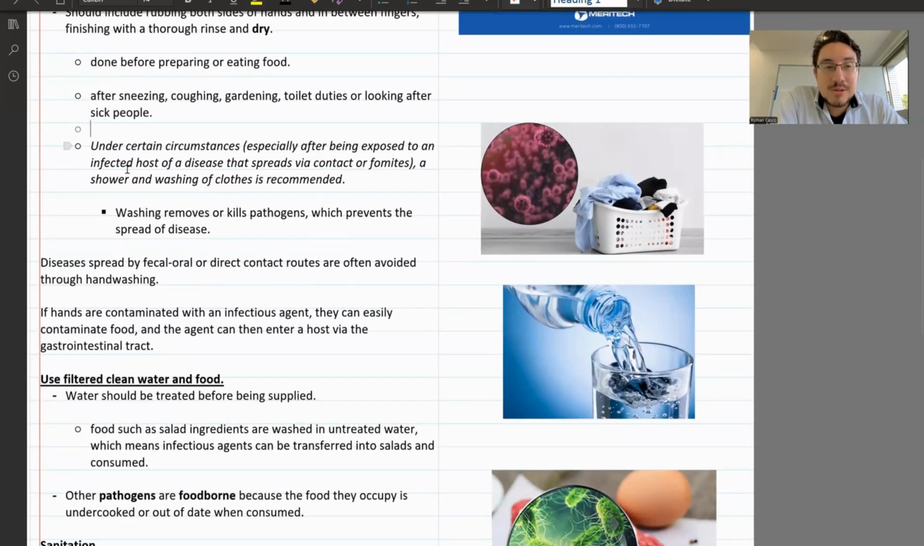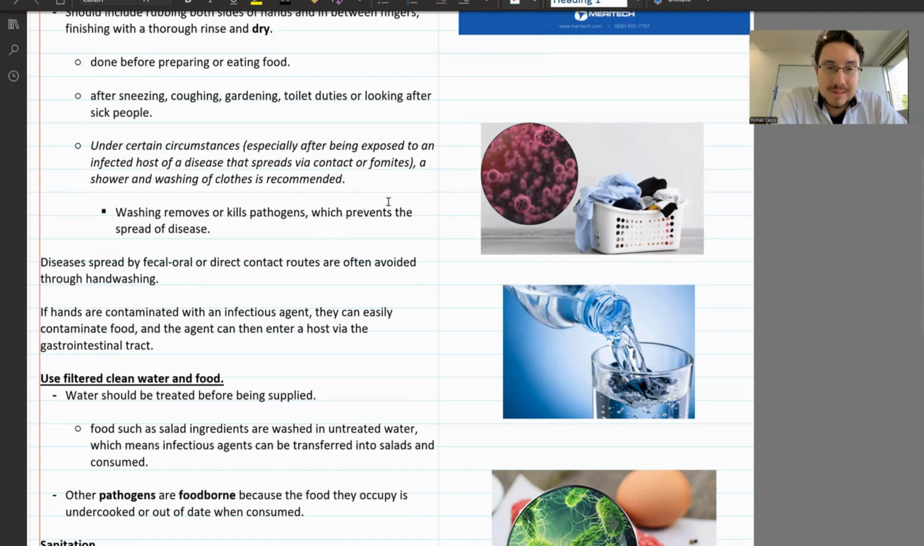Under certain circumstances, especially being exposed to an infected host of a disease or the spread via contact or fomites, wash your clothes and take a shower. How many of you take a shower after a long day? You're exposed to all these things, all of our skin, our clothing. It's always good to put your dirty clothes in the laundry, go take a shower, and clean yourself from the day. Reduce the chances of bringing a sickness into your home.